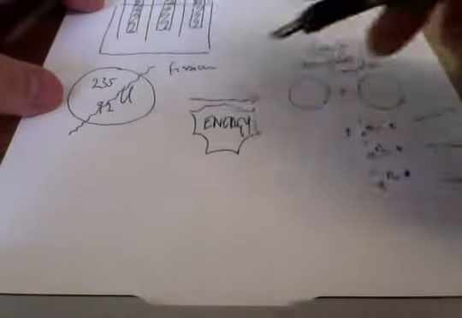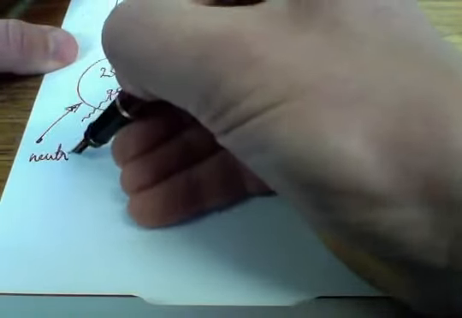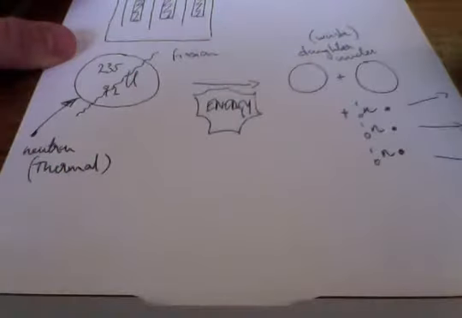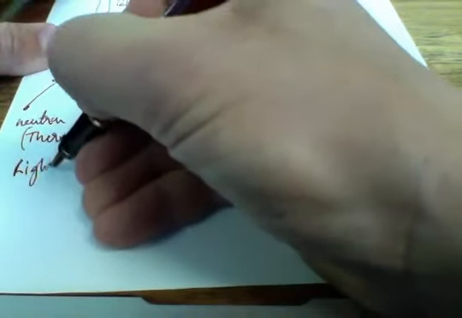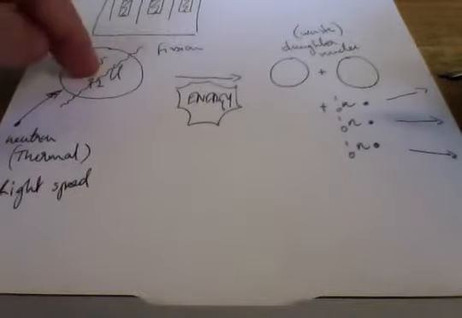Now, the only question is, why doesn't this occur in nature itself? Well, it can, but very, very rarely, because what you need is a neutron to be fired in. This is a neutron. And it's called a thermal neutron to be fired in. And the reason why it's called thermal is it needs to be going at the right speed.